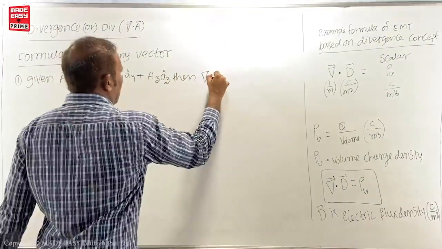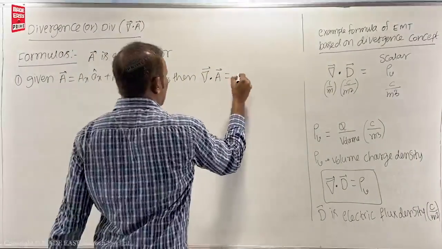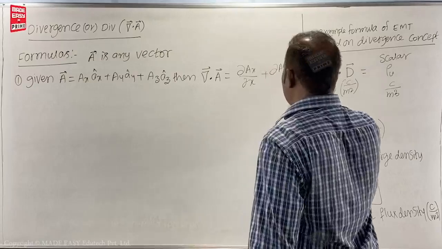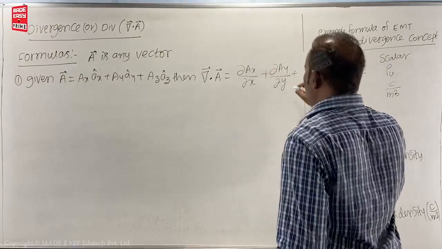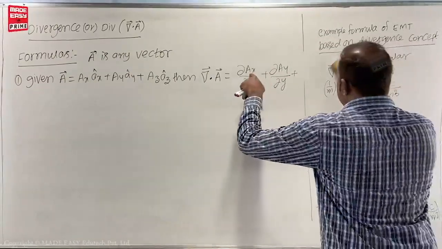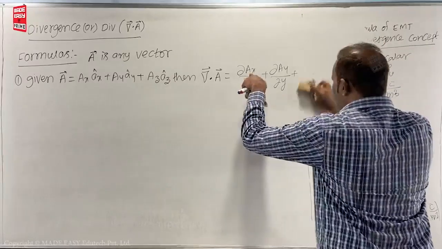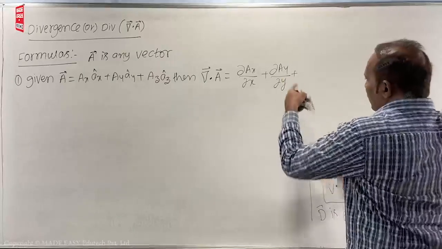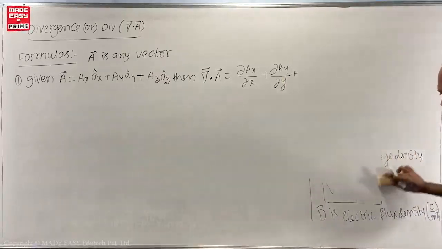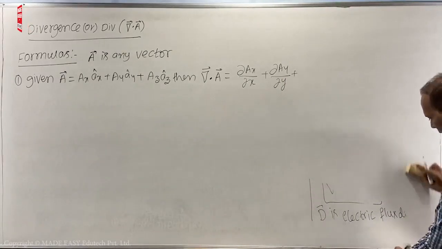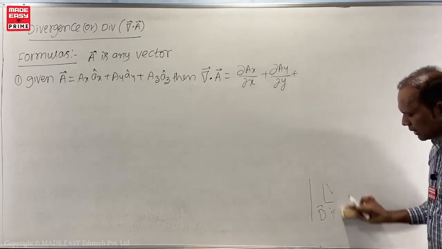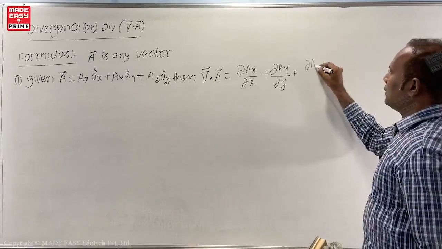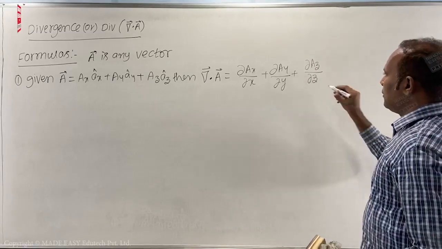Then divergence of A bar formula is dou AX by dou X plus dou AY by dou Y plus dou AZ by dou Z. That means you take the X component of the A vector and differentiate it with respect to X. Similarly, you take the Y component and differentiate with Y. Then you take the Z component and partially differentiate with respect to Z.